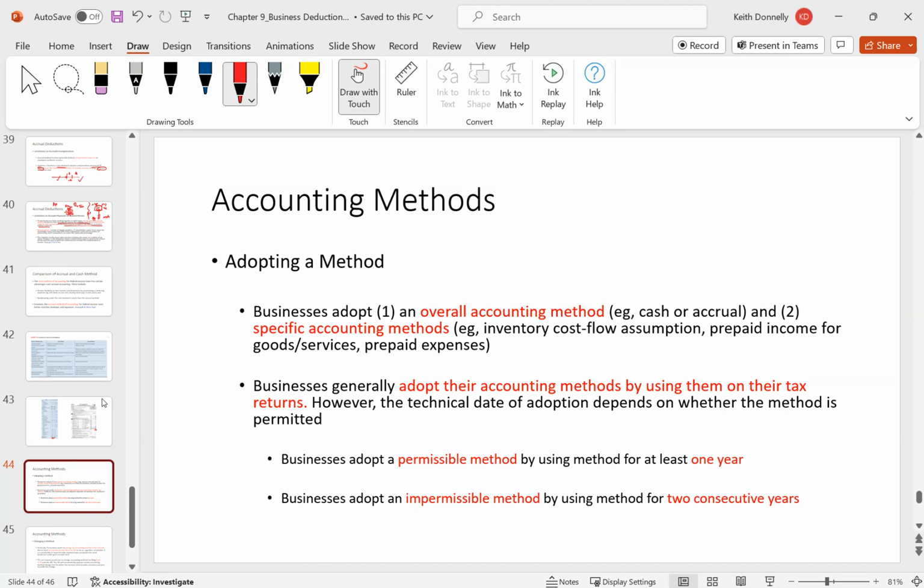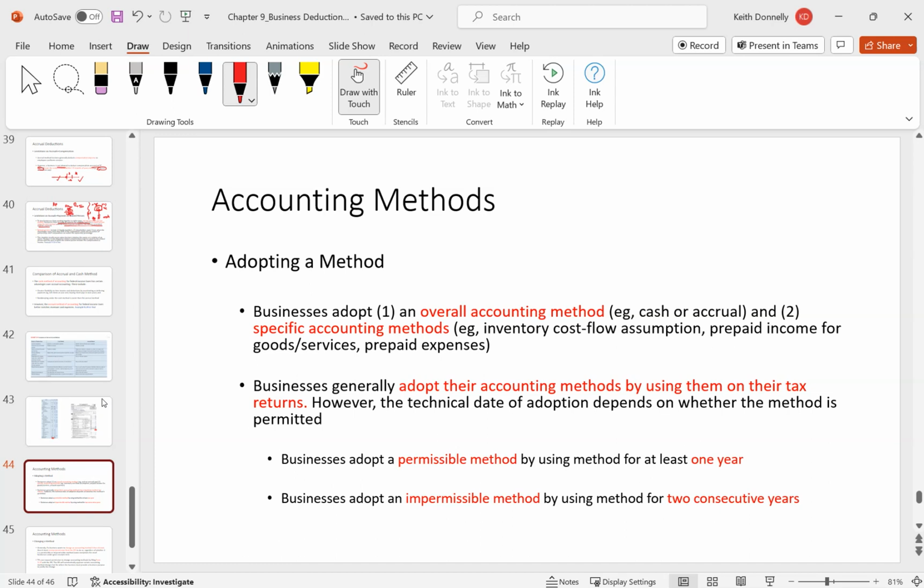Finally, here, let's talk a little bit about adopting a method. So we've said, hey, you have your overall method, right, cash or accrual. Likewise, you're going to have specific accounting methods, right? Like how do you account for inventory? Do you use FIFO? Do you use LIFO? Right? So on and so forth.